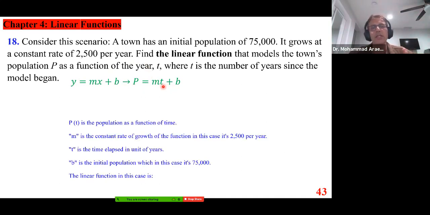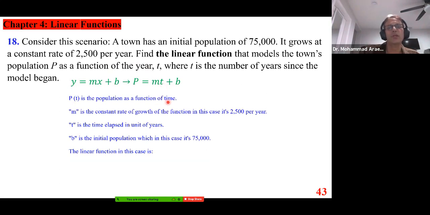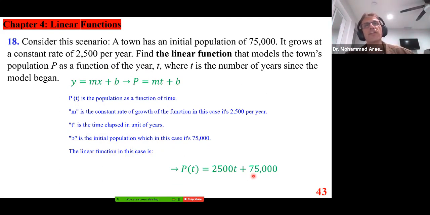A quick recap of what's happening. P of t is the population as a function of time. m is the constant rate of growth, which is 2,500 per year. t is the time since we began everything. b is the initial population of 75,000. Therefore, the linear function becomes P of t equals 2,500t plus 75,000. Very straightforward.